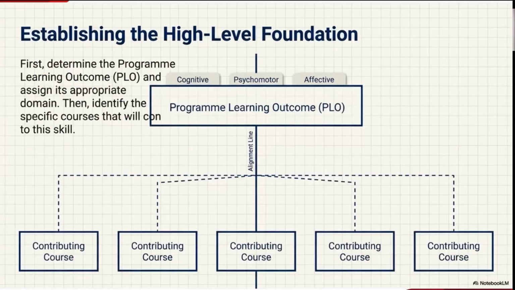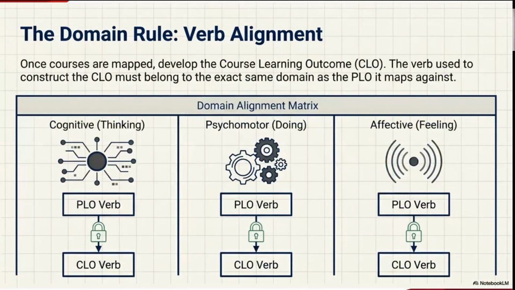So this is the first part, where we formulate the program learning outcome and determine whether it belongs to the cognitive domain, psychomotor domain, or affective domain. And we will then align all the contributing courses to each program learning outcome. Once the courses are mapped, then the course learning outcome is developed.